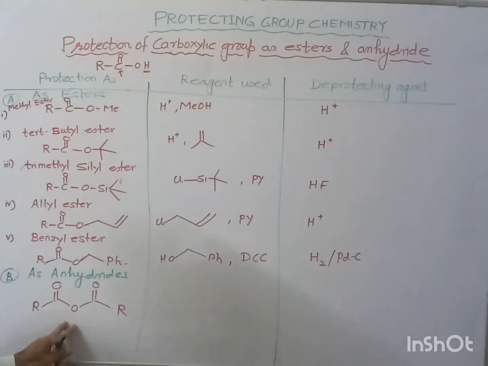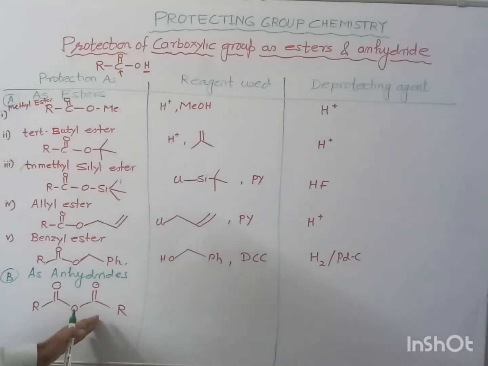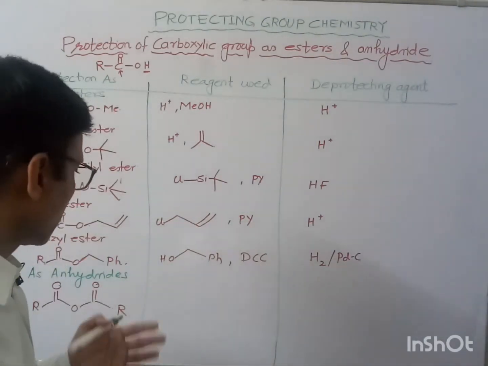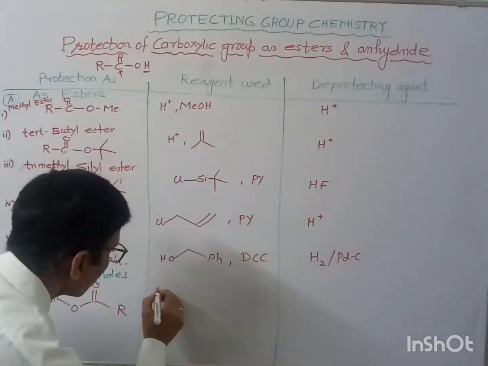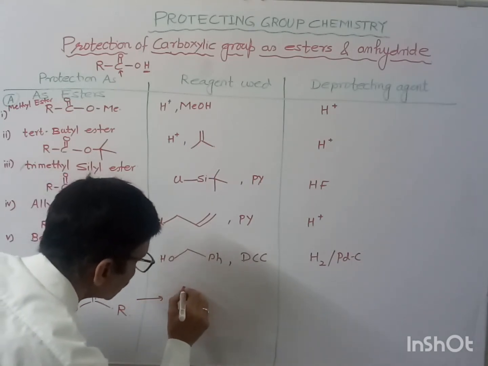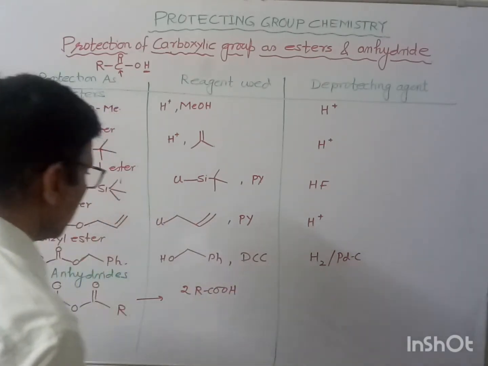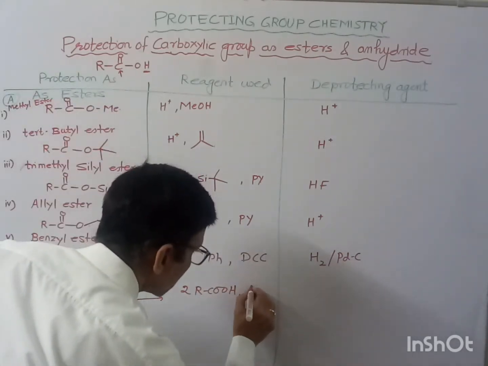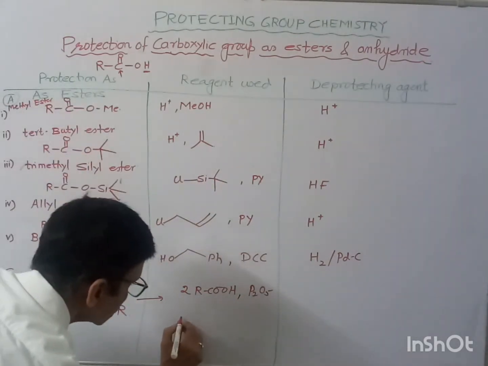So how can we get this anhydride? We know that we can get this anhydride by reacting two molecules of acid, or in the presence of some acid chloride. So if we have two molecules of acid, this can be formed in the presence of some dehydrating agent, suppose P2O5.